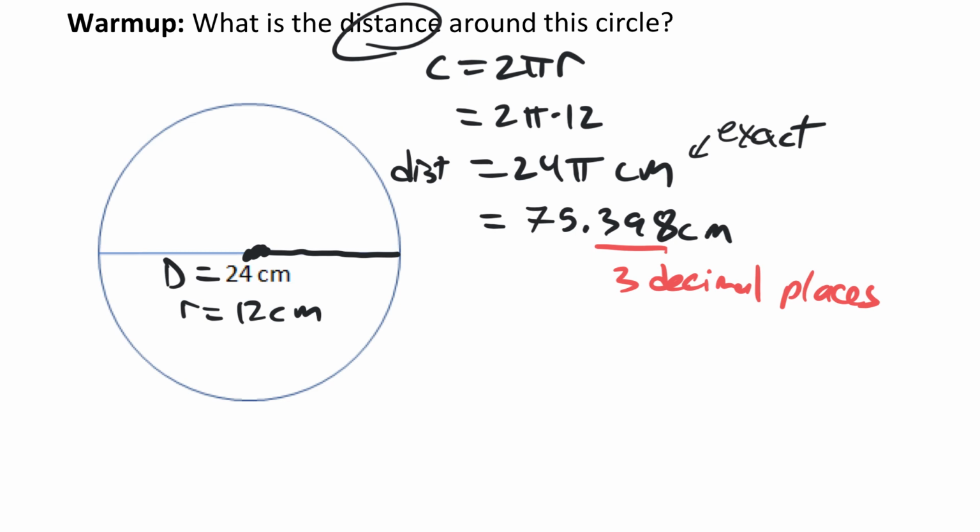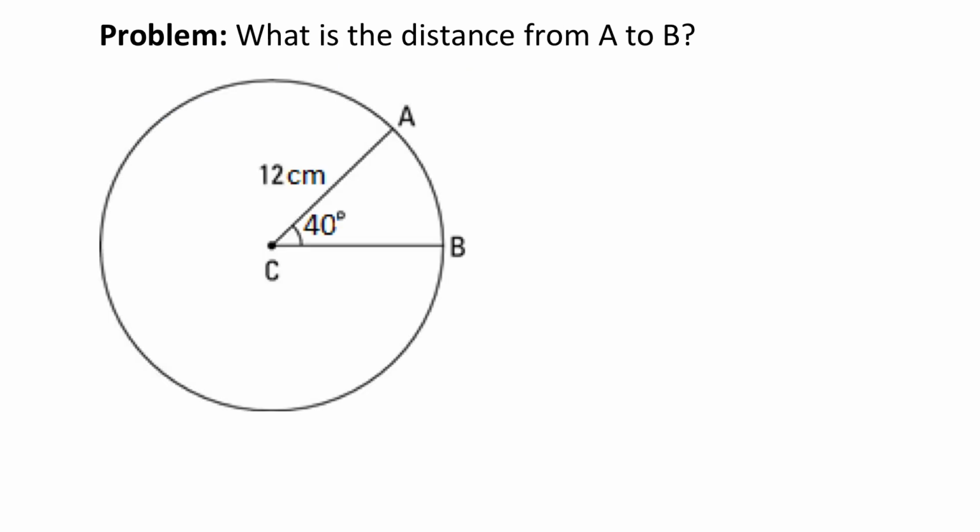Let's make the question a little bit more complicated. What's the distance from A to B? So we have a similar circle because the radius is still 12. But now we're not going all the way around the circle. We're only going around 40 degrees. We're only going a portion of the circle. How would we figure out the distance here?